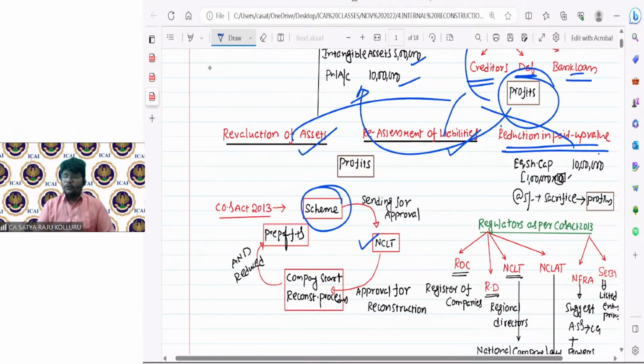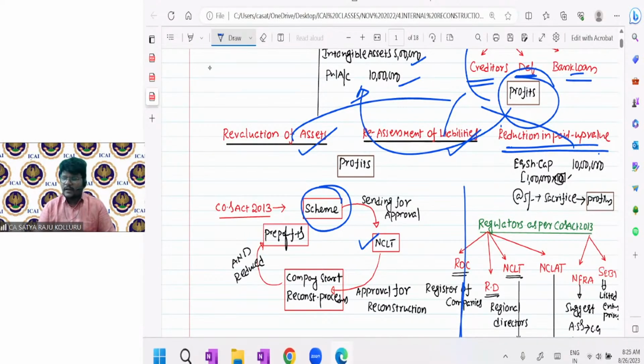Because so many parties of the company are going to be impacted by this internal reconstruction procedure. Do you understand? That's why whatever scheme they are going to adopt ultimately needs to be approved by the court. In the case of companies, various regulators are there. Okay, you can ignore this. This is what I told you for understanding.